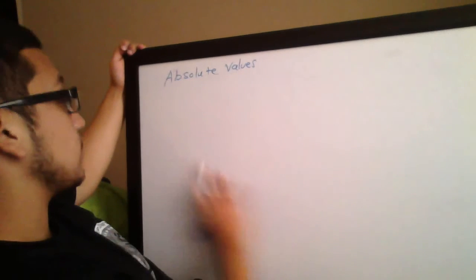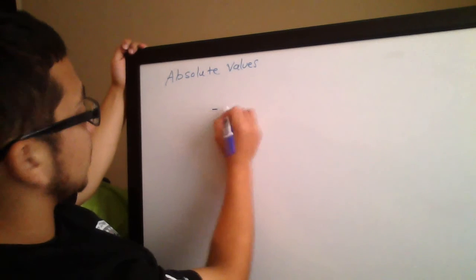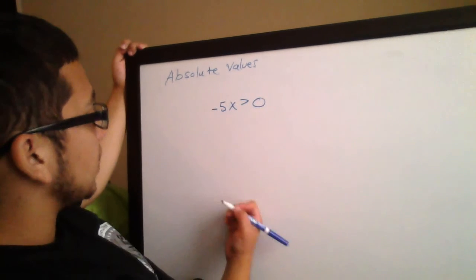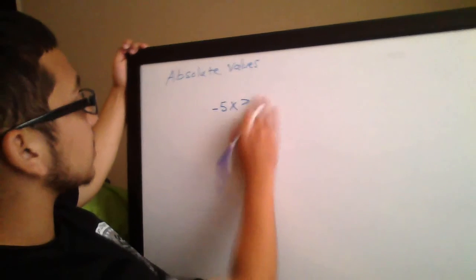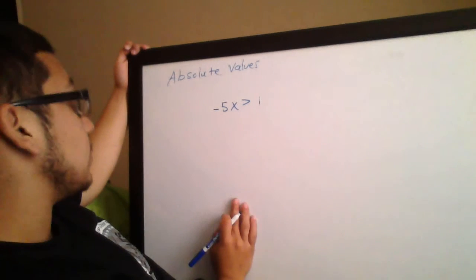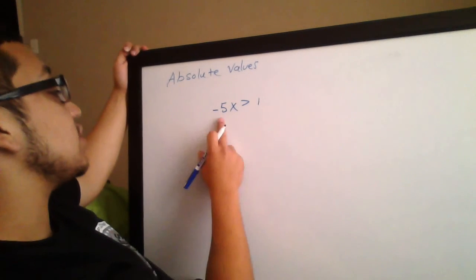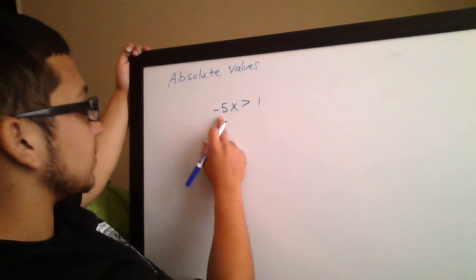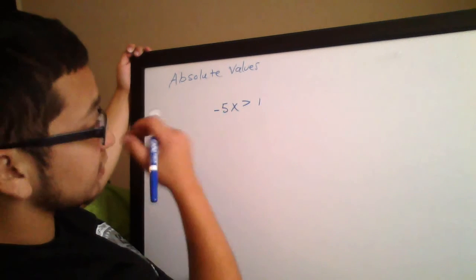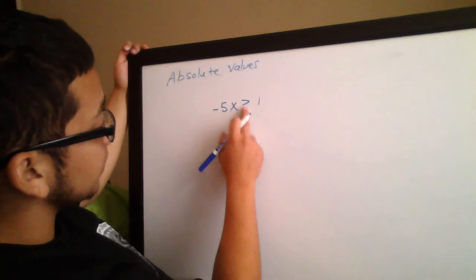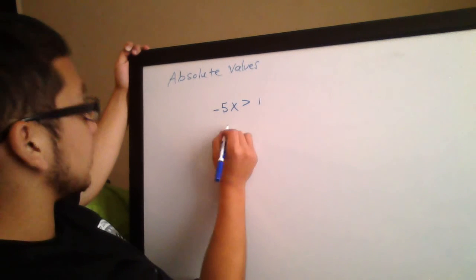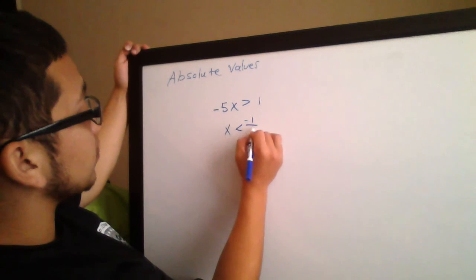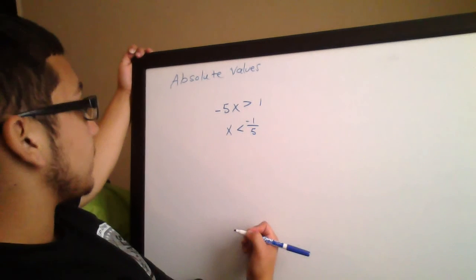That property is just, again, you have a negative sign, and it says greater than, say 1, not 0, 1. If I want to solve for x, get x by itself, I have to divide by negative 5, but since I'm dividing by a negative, I have to flip this inequality. So then I have x is less than negative 1 over 5. Okay? Have to do that.